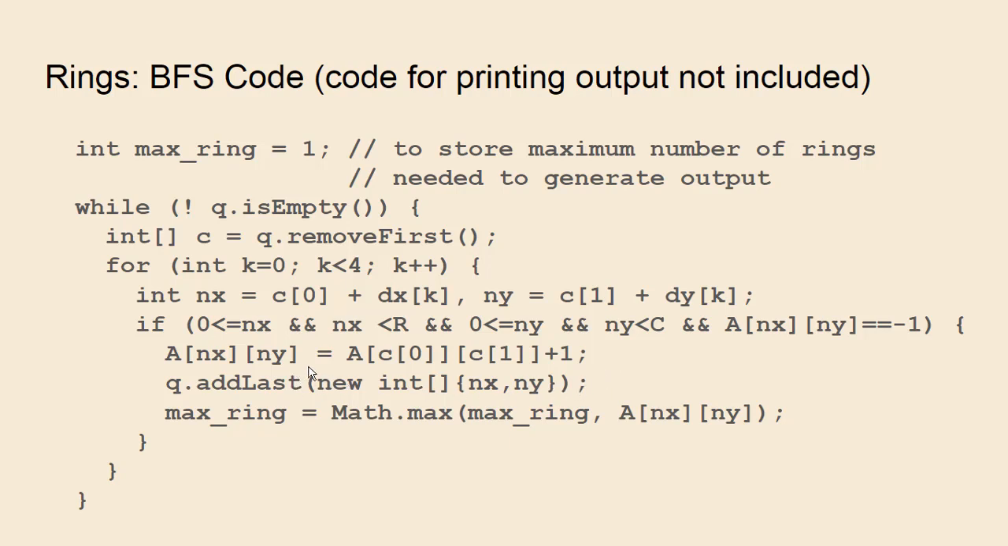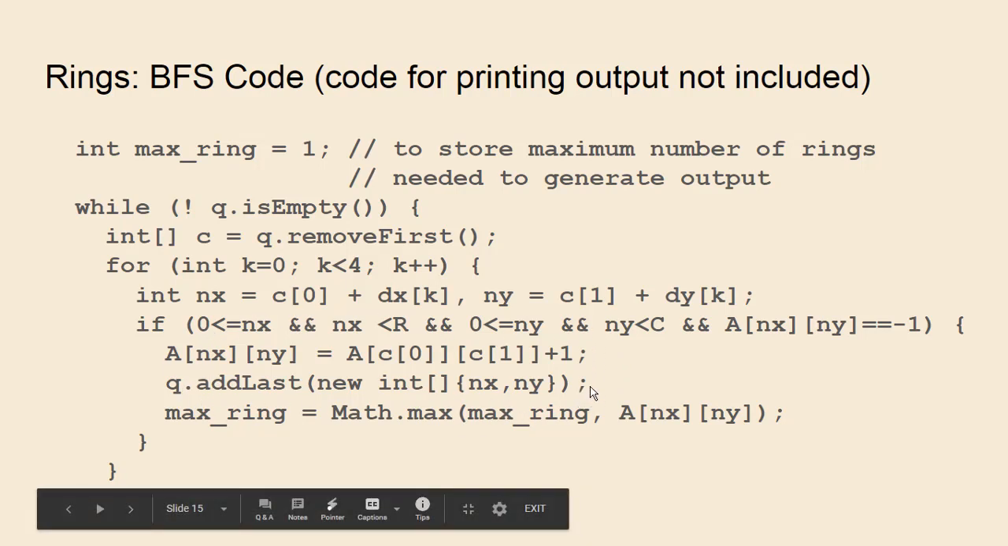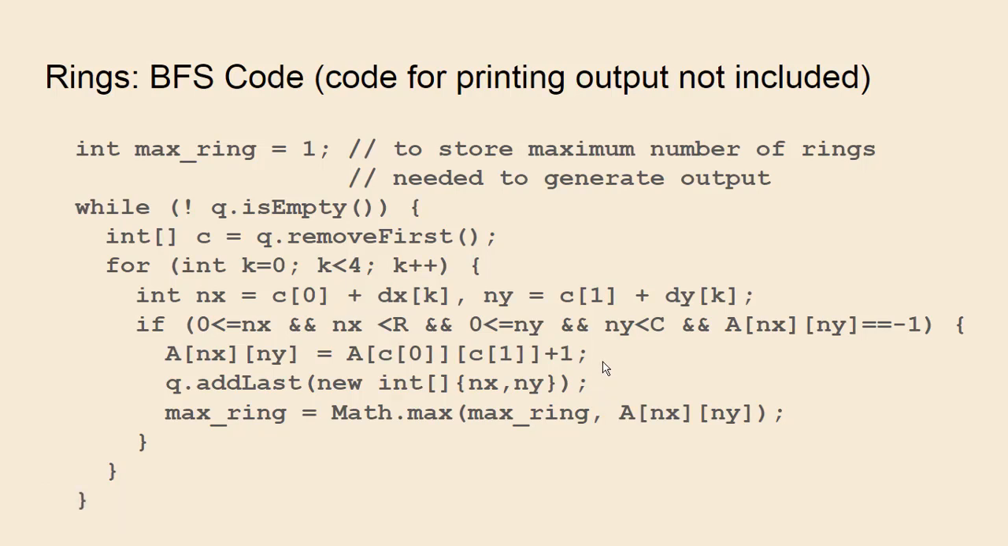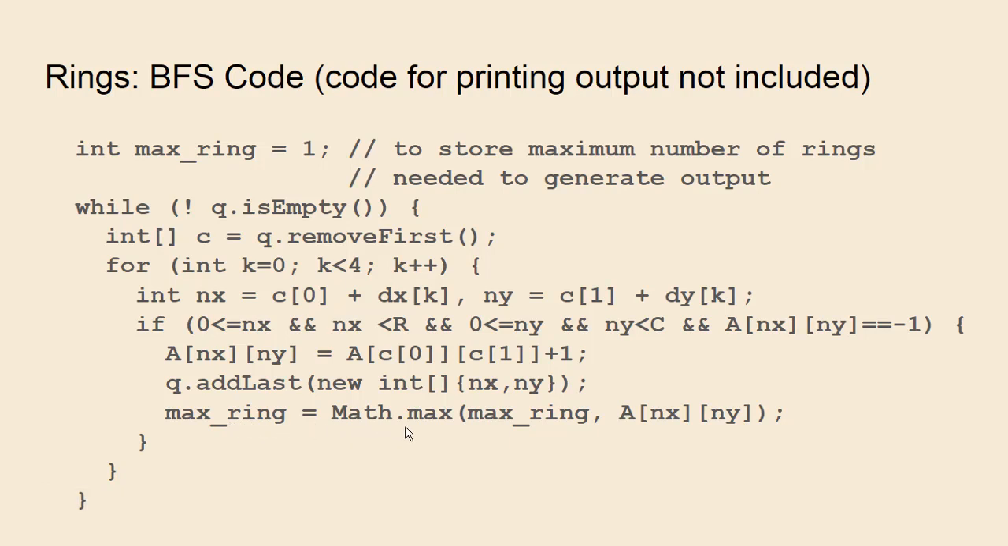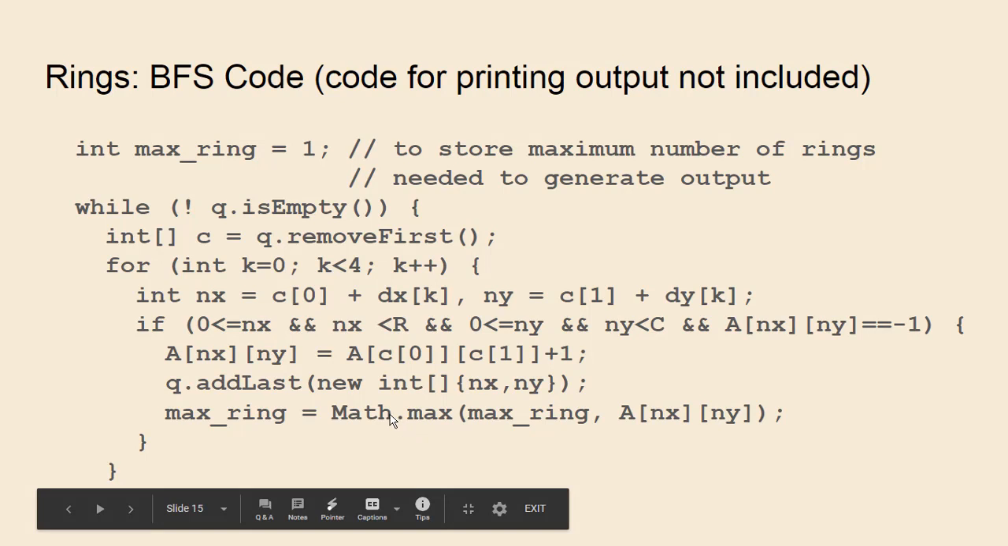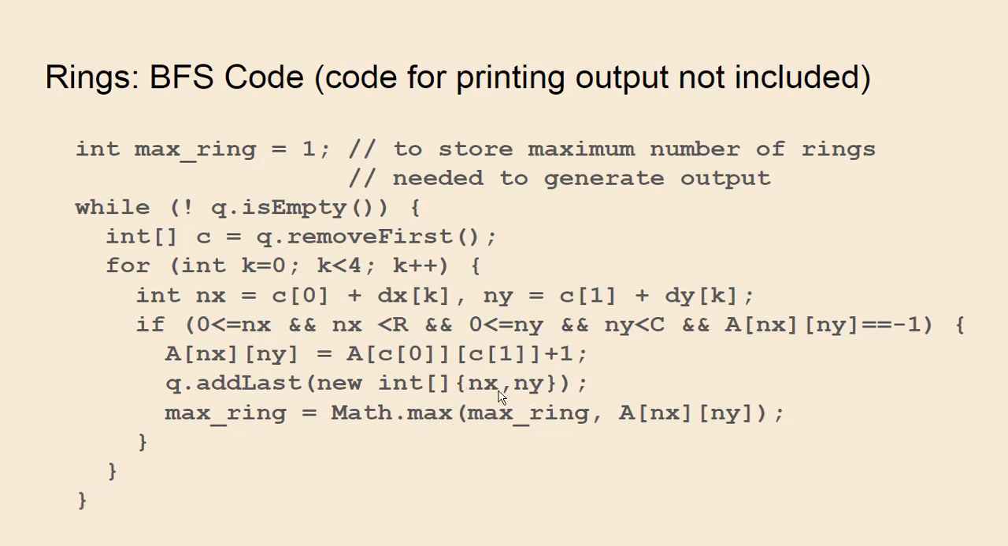These 2 lines, updating the state and adding to the queue, as I mentioned earlier for the previous problem, always go together. If you don't do that, then it's very likely that you have a bug that you have to debug. I also use a variable max ring just to remember the maximum ring number. This is needed to generate output because if it's a single digit, we print it one way. If it's a double digit, we print it another way. So I need that information.